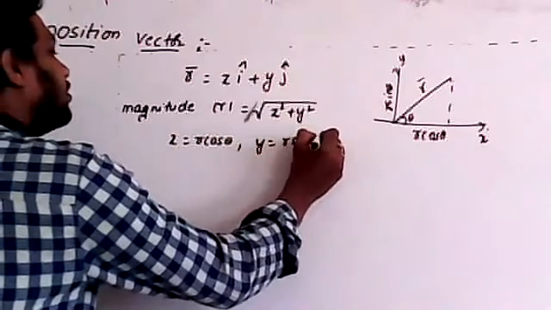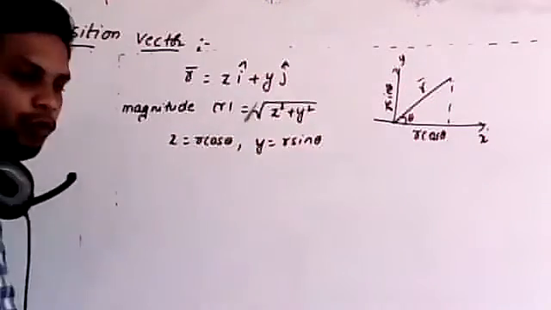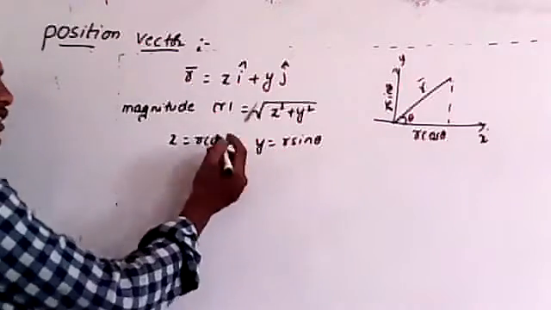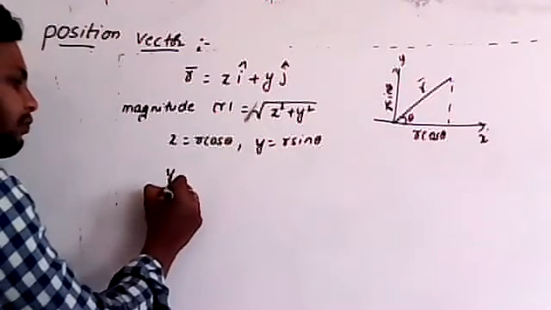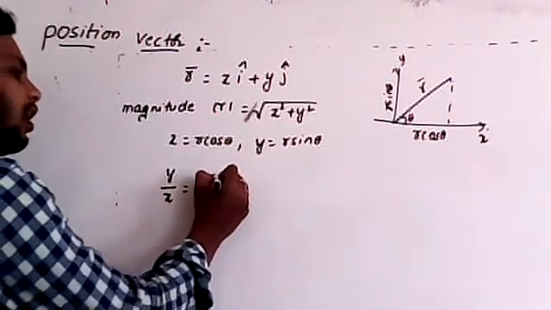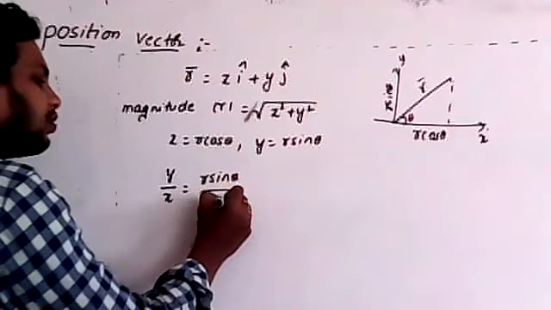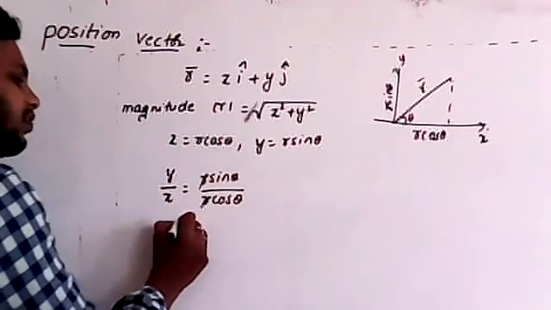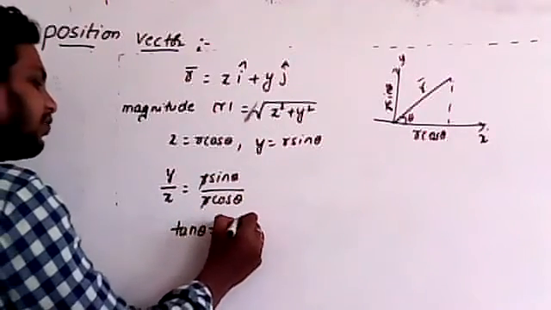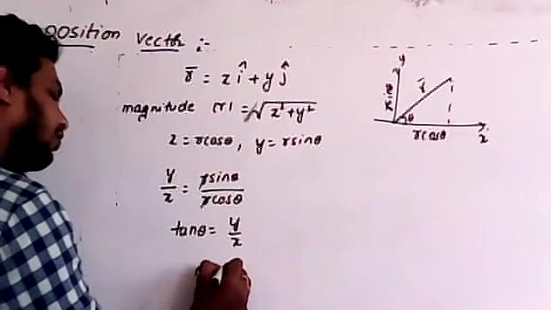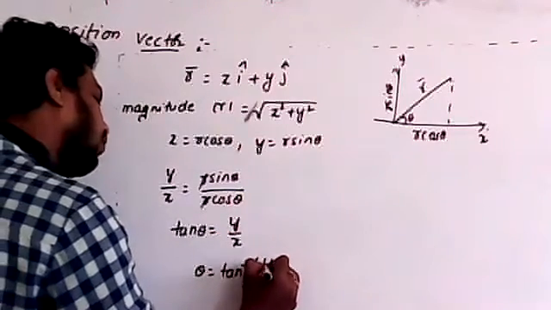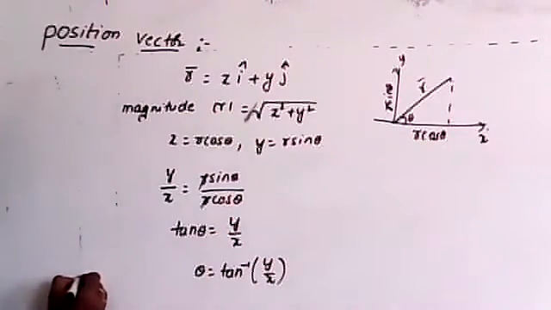Then divide equation number 2 by equation number 1: divide sin theta by cos theta, y by x. So y by x is equal to r sin theta by r cos theta. Now cancel r and r. Sin theta by cos theta is tan theta, that is equal to y by x. Or theta is equal to tan inverse of y by x. This is the expression for the direction.